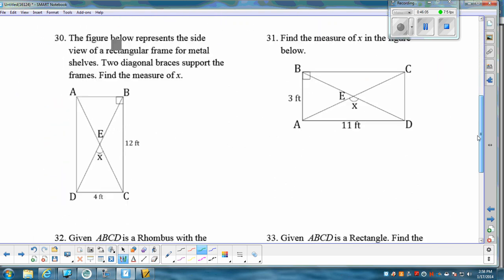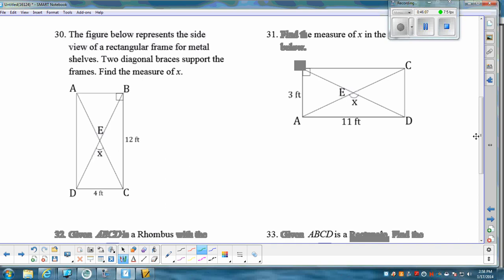Number 30. I'm going to need to use some right triangles here. I need to figure out angle x, but I only have side lengths. So I'm going to use this right triangle here to figure out angle BDC, because that'll help me to figure out angle x.